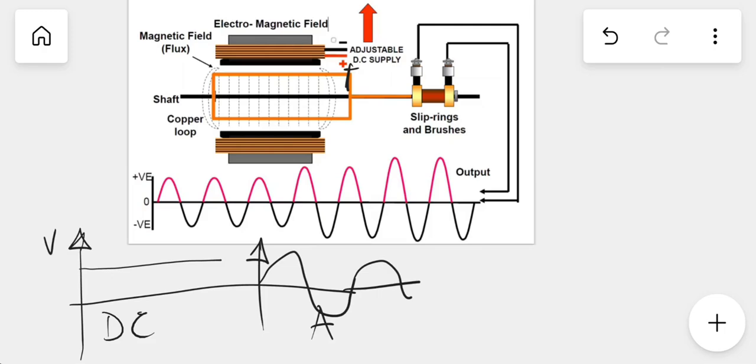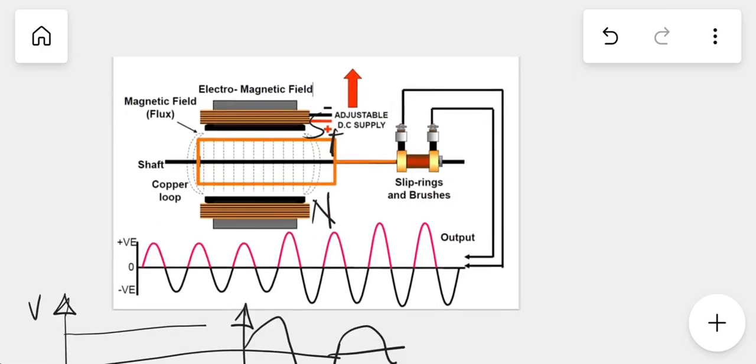After exciting this stator, we are basically introducing a north pole and a south pole within the stator. So if we have a permanent north and a permanent south, we shall have field lines moving from north to south. For as long as we have the DC supply, we shall always have these magnetic field lines.